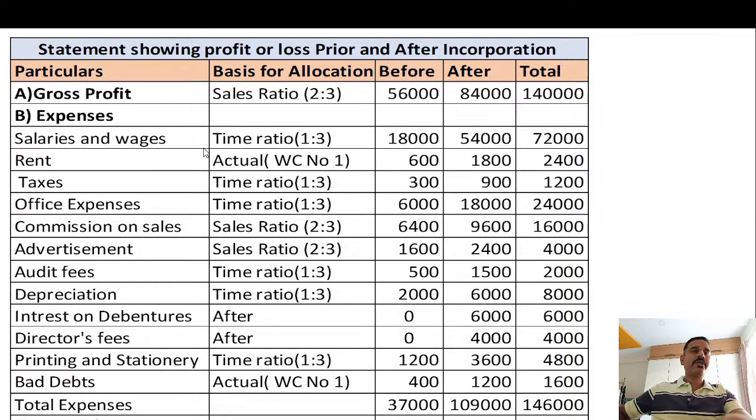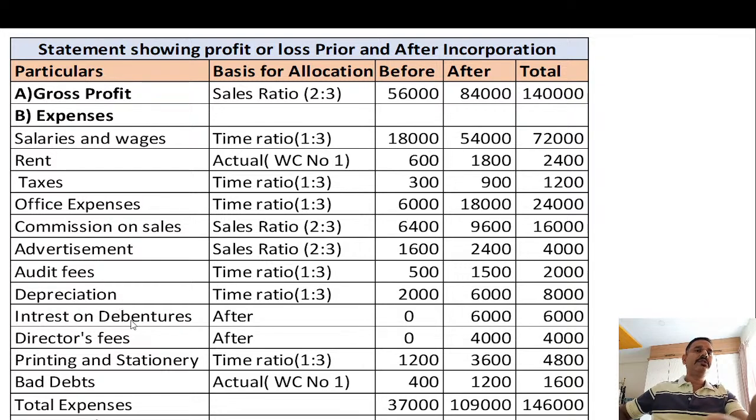Then rent, as per working note number 1 I have mentioned, there you have calculated 600 and 1800, that is 2,400. Then taxes, time ratio 1:3, 300 and 900. Then office expenses also you distribute on the basis of time ratio, that is 6,000 and 18,000. Then commission on sales is based on sales ratio, 2:3, 6,400 and 9,600. Then advertisement, sales ratio 2:3, 1,600 and 2,400, total 4,000. Audit fees on the basis of time ratio 1:3, 500 and 1,500. Then depreciation on the basis of time ratio 1:3, 2,000 and 6,000, that is 8,000.